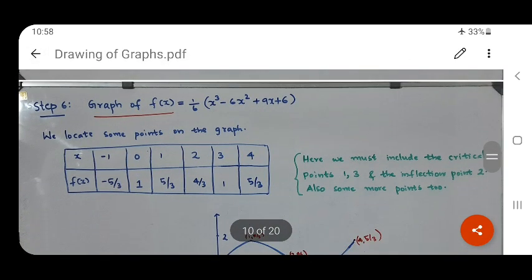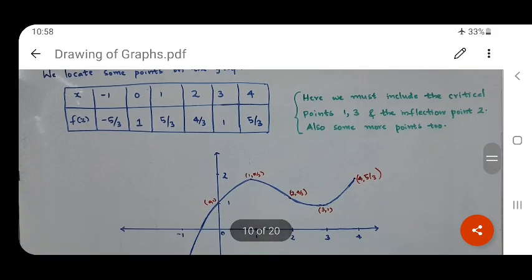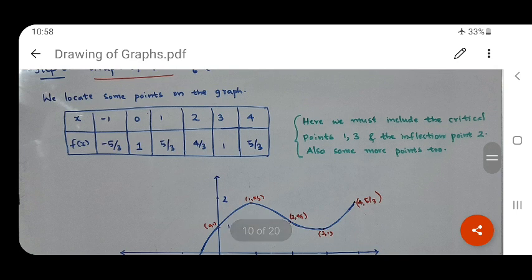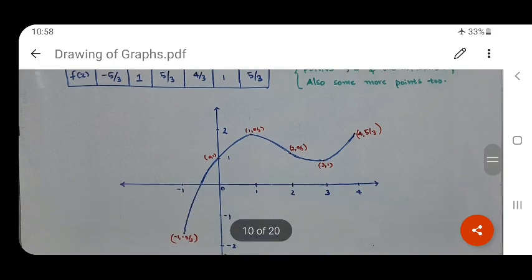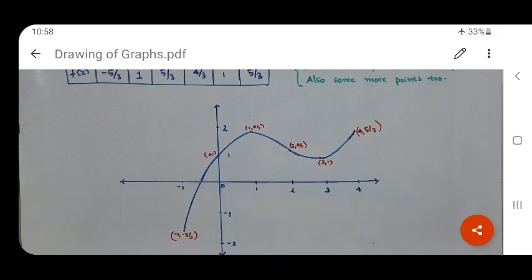Okay, in step 6 we locate some points on the graph, and using the rough sketch and the points we have located, we will draw the original curve. So note that we must include the critical points as well as the points of inflection in locating the curve. So x equal to minus 1, 0, 1, 2, 3. 1, 2 and 3 are a must, because 1 and 3 are critical points and 2 is the point of inflection. So joining them, we have the curve as shown here.